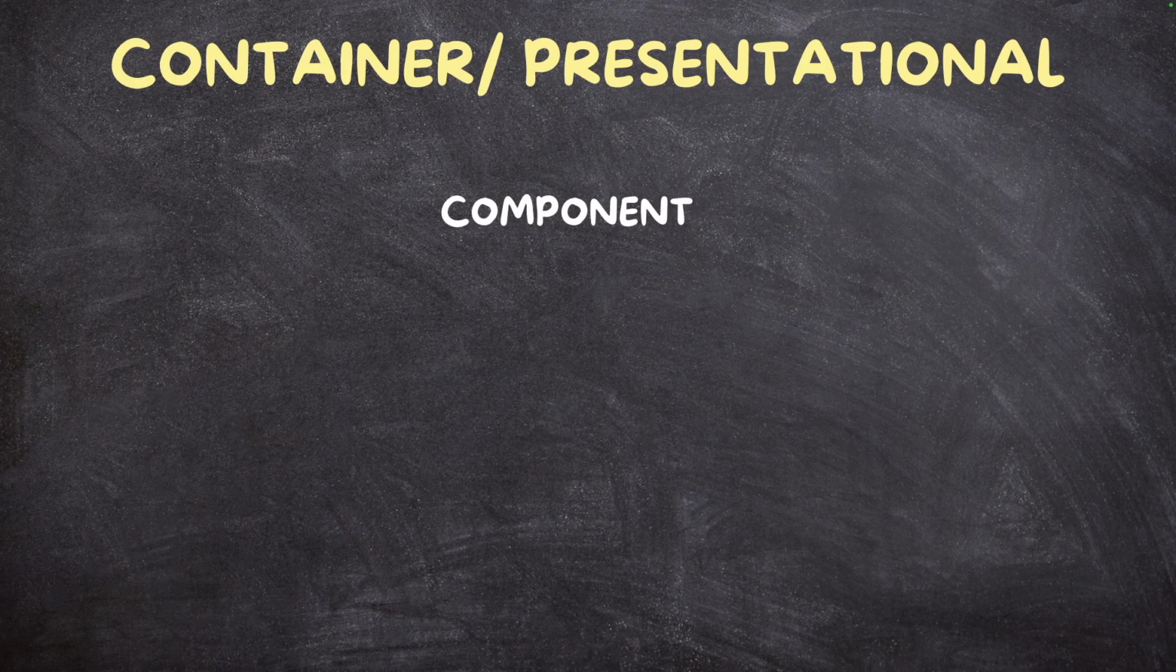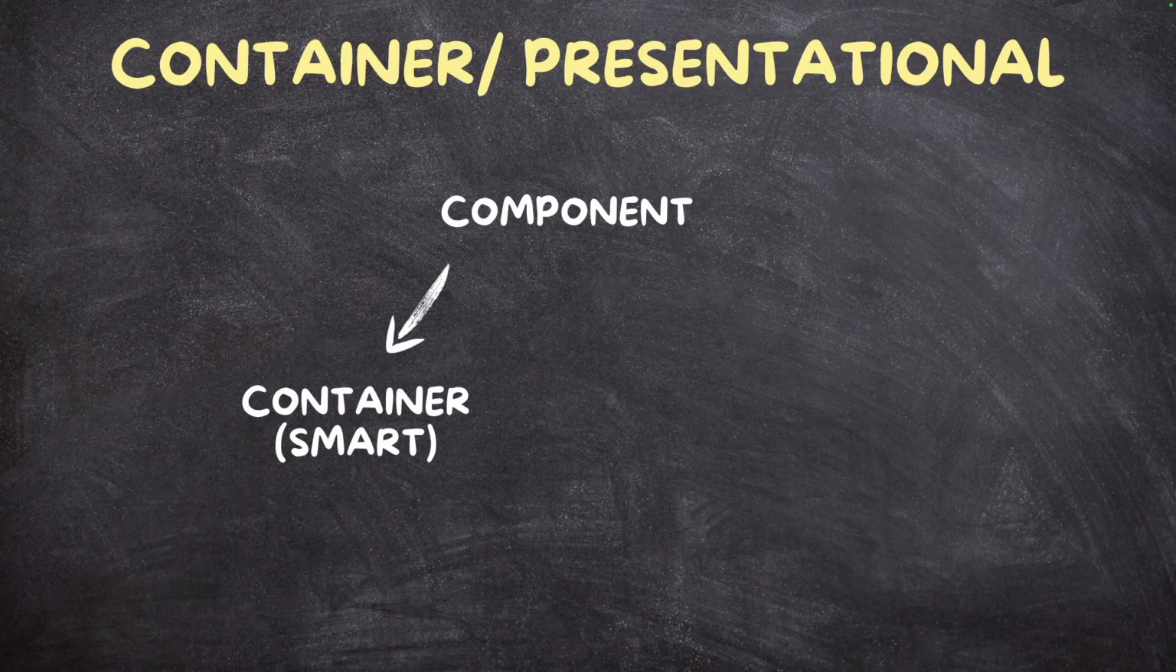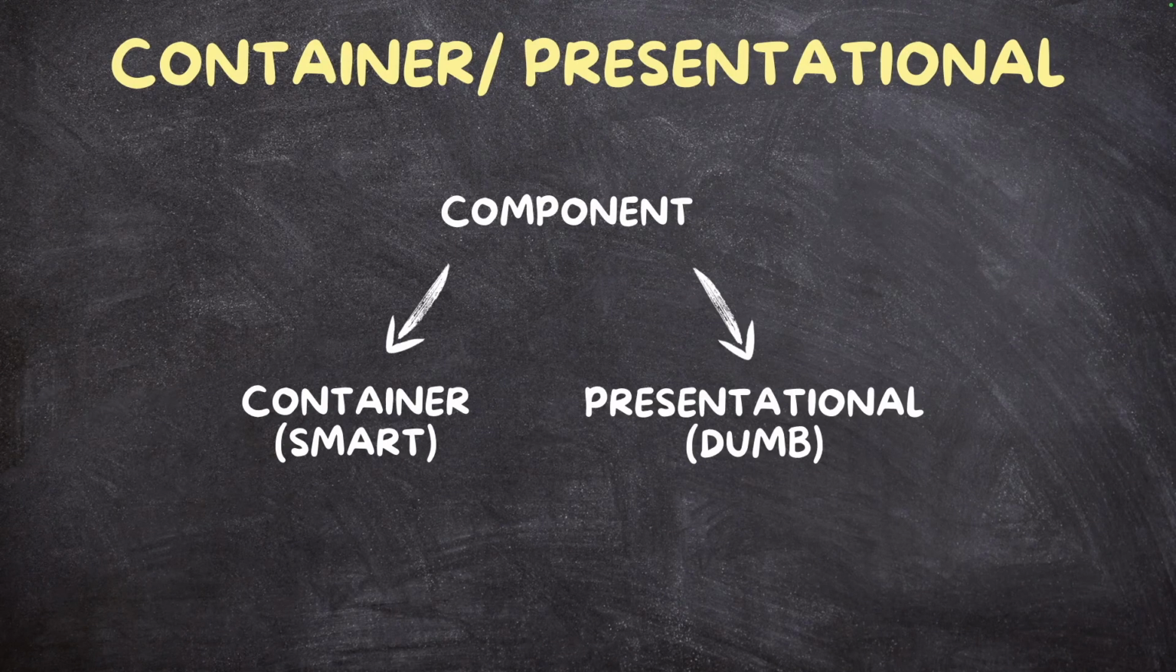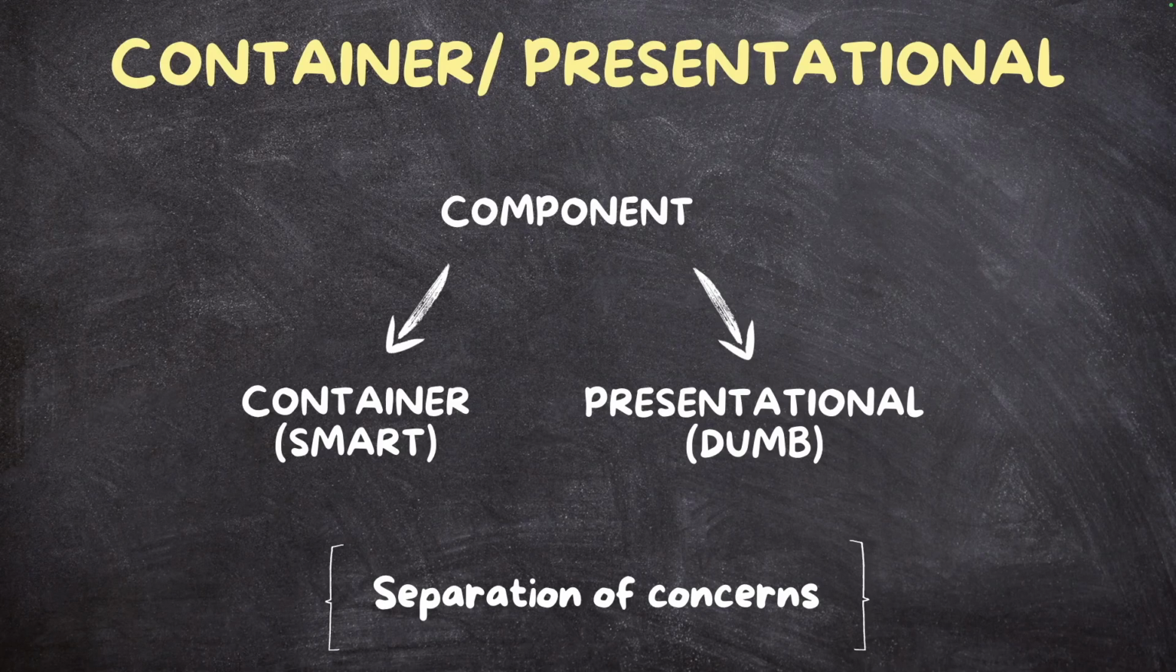So we have this container presentational pattern where we have a single component. Now you divide this single component into two different components. The first will be a container component, which is also known as a smart component. And the second is the presentational component, which we also call a dumb component. And the reason behind segregating them into two is the separation of concern. We need to maintain this separation of concern.